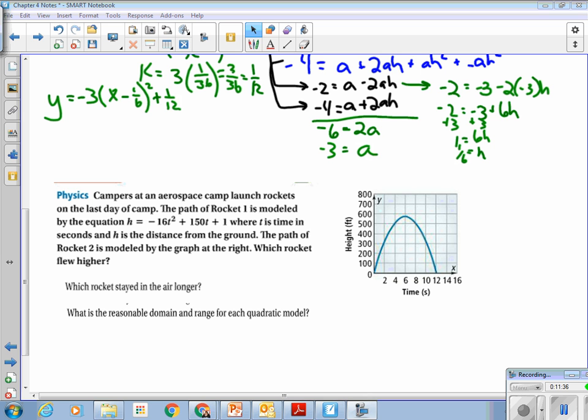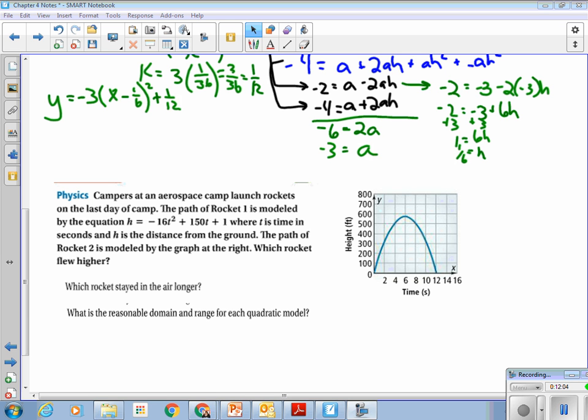All right, so let's look at a modeling problem. So here's a physics problem. Campers at an aerospace camp launch rockets on the last day of camp. The path of rocket 1 is modeled by this equation. Thank goodness we already have an equation. We don't have to find it. Check. Where t is the time in seconds and h is the distance from the ground. The path of rocket 2 is modeled by the graph at the right.